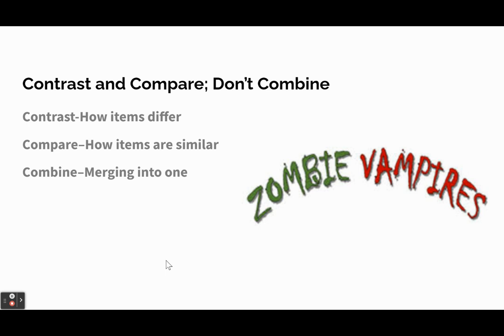Contrast and compare. Don't combine. Remember that a contrast is how items differ. A comparison is how items are similar. Combination is trying to merge them into one. I'm not writing about zombie vampires. To the best of my knowledge, that's a species that doesn't exist. I'm not writing about vampire zombies. Once again, that's a species, to the best of my knowledge, that doesn't exist. I am contrasting how they differ. I am comparing how they are the same.